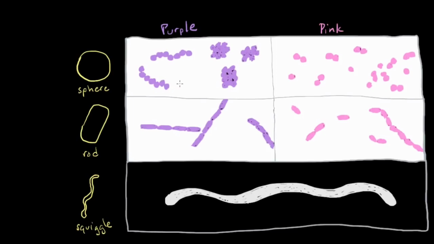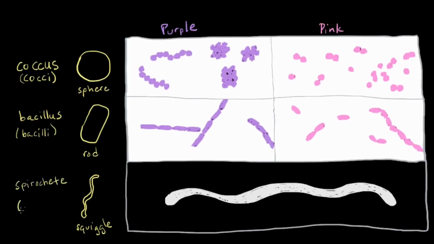So in the first row I can see that they are round, a sphere, and in the second row it looks more like a stretched out rod-looking shape, and in the third row it kind of looks like a squiggle. So the single version of this is a coccus, or a bunch of them are called cocci, and a single rod is called a bacillus, whereas a bunch of them are called bacilli, and a single squiggle is called a spirochete, and the purple version of the spiral.